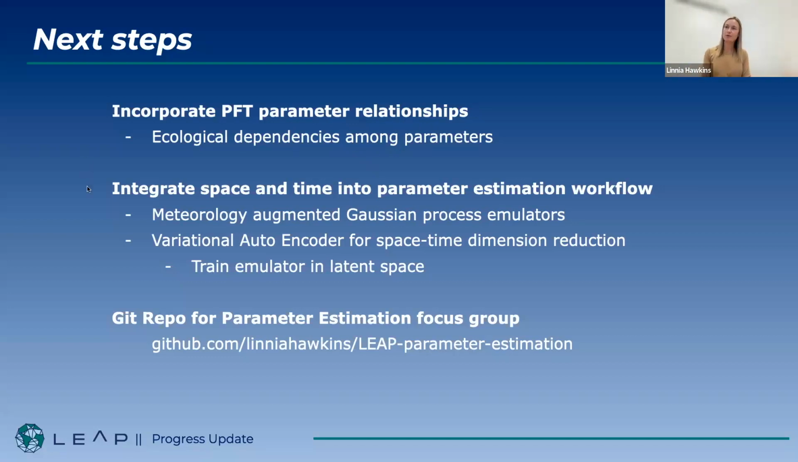And then the second next step we're working on is to integrate space and time into our parameter estimation workflow. And there's two trajectories that we're pushing forward right now. One is we're exploring what are termed meteorologically augmented Gaussian process emulators. And that's where we treat each grid cell as a unique ensemble member, and add the temperature, precipitation, some soil factors maybe as predictors in our emulator. And so that way we can allow for specific relationships between parameters and leaf area under certain climate conditions.